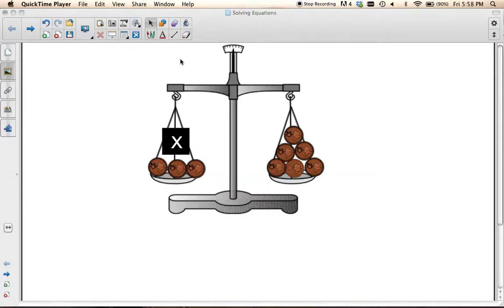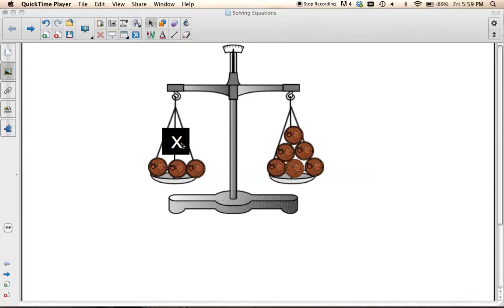Okay guys, so we're going to be talking about how to solve algebraic equations. And the way we're going to do that is we're going to look at this scale. On the left side here I have 3 pennies and 1 x. In this case x represents a certain amount that I don't know. And on the other side of the scale I have 1, 2, 3, 4, 5, 6 pennies. Right now if we look, my scale is balanced.